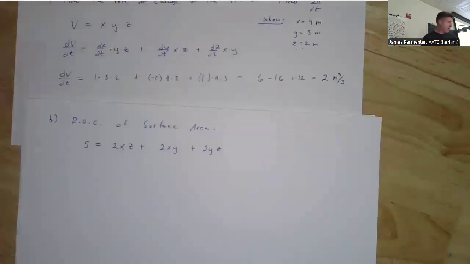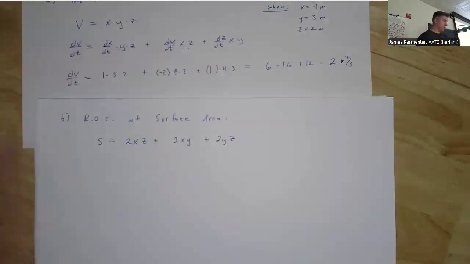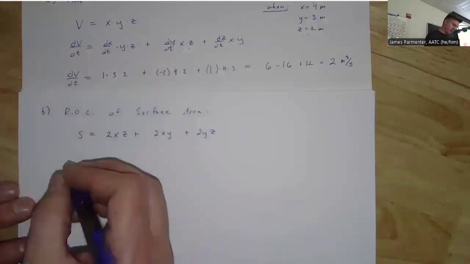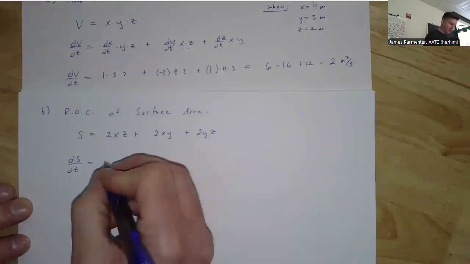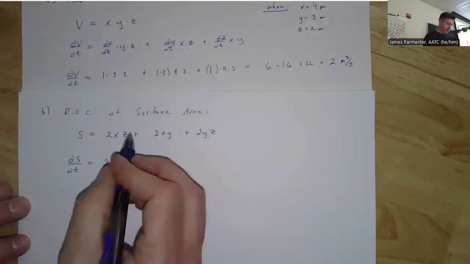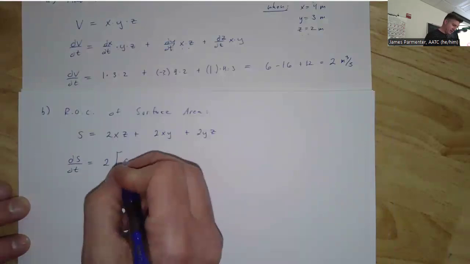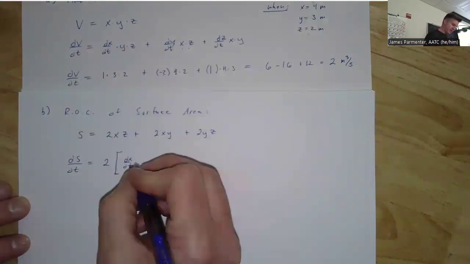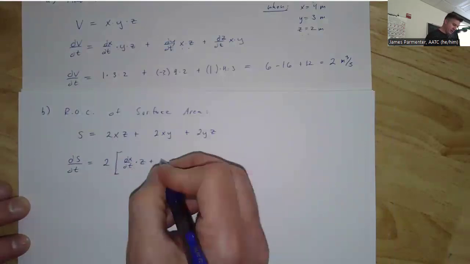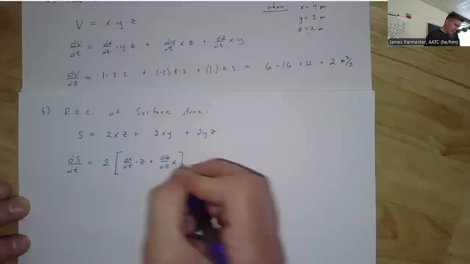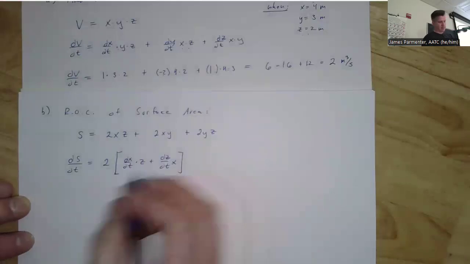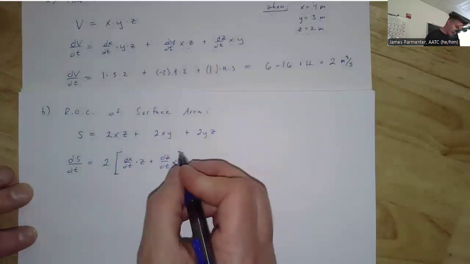And then same sort of deal. We're going to take the derivative of both sides. It's going to be a little bit messy. Our dS/dt. Let's go ahead and factor out the two and just say the derivative of x times z is, by product rule, dx/dt times z plus dz/dt times x. And then same deal over here. Oh, I didn't mean to close my bracket just yet. Sorry.